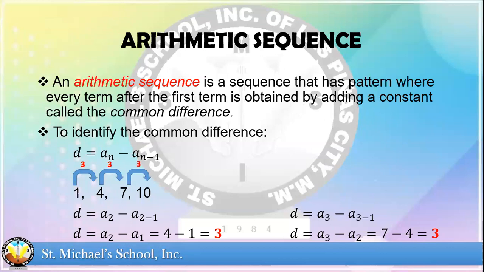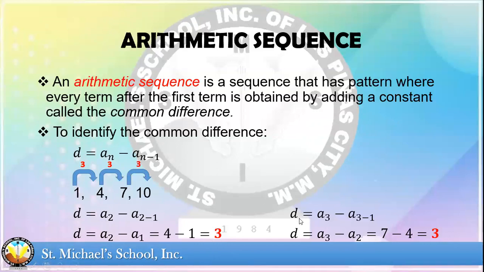So in this formula, we have to substitute the given n, which is, let's say, 2. So we substitute 2, then a sub 2 minus, substitute 2 again with n, 2 minus 1. So simplify, a sub 2 minus a sub 1 is equal to, so let's identify the a sub 2 and a sub 1. So a sub 2 is 4. Then a sub 1 is 1. So 4 minus 1 is 3.